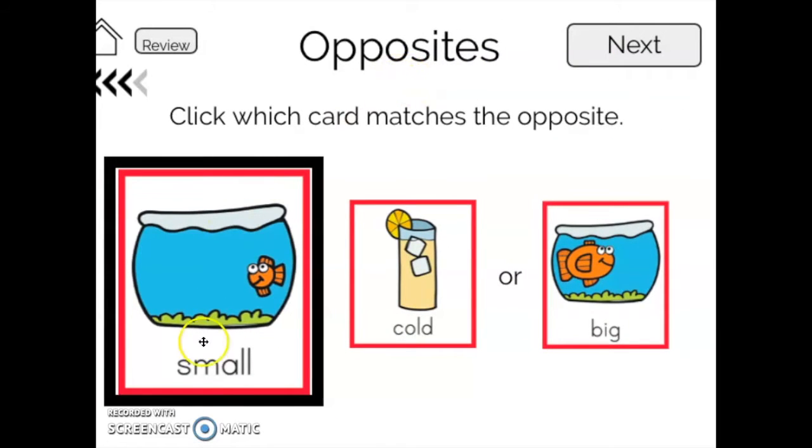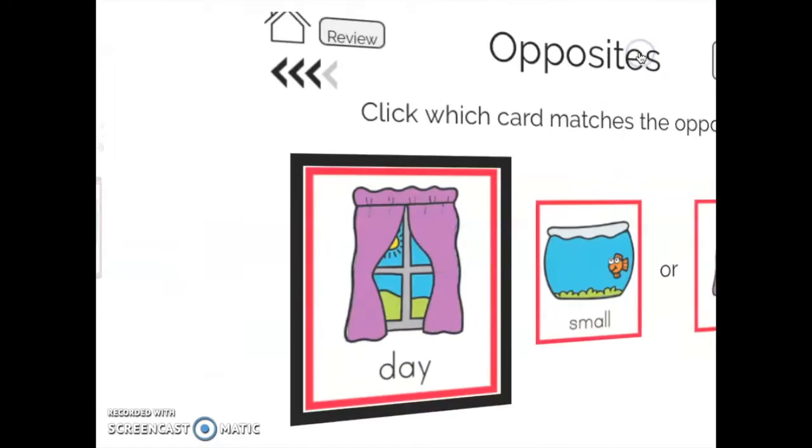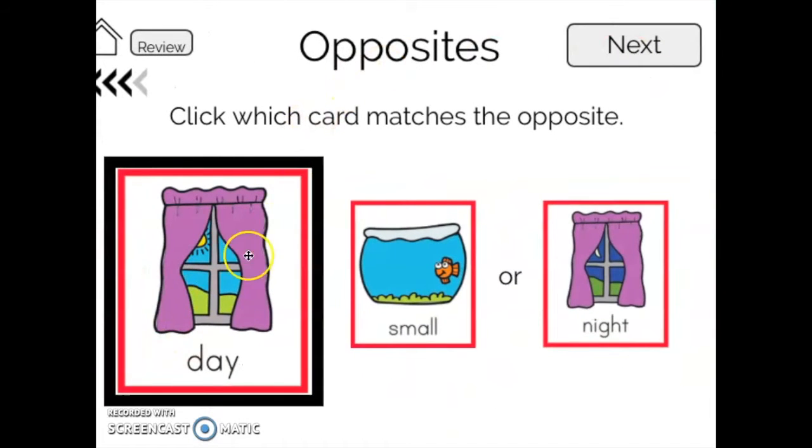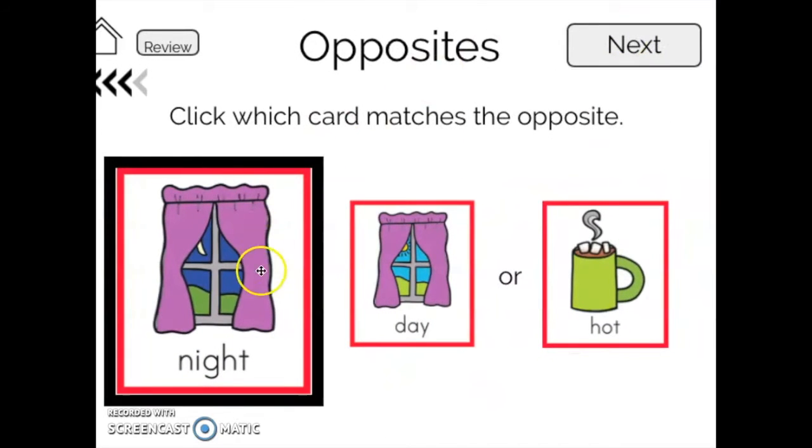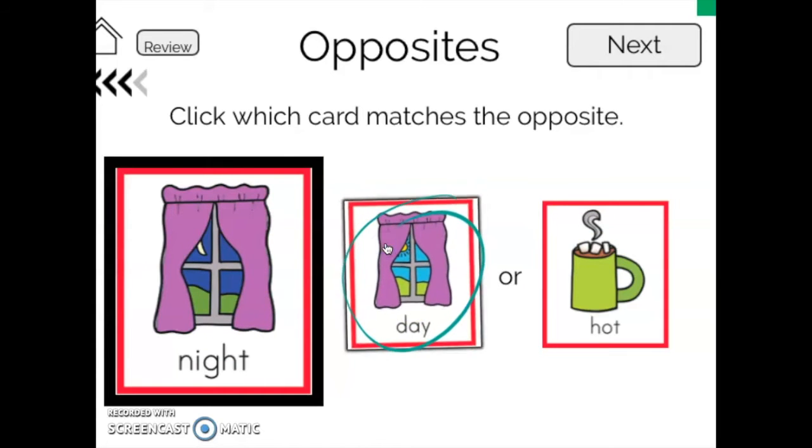What is the opposite of small? Cold or big? That's right, big. Good job. What is the opposite of day? Small or night? That's right, night. Night happens at the opposite time of day. What is the opposite of night? Day or hot? That's right, day. Great work.